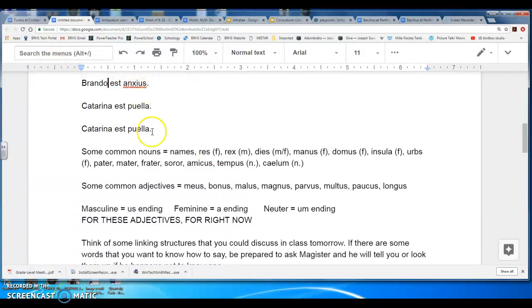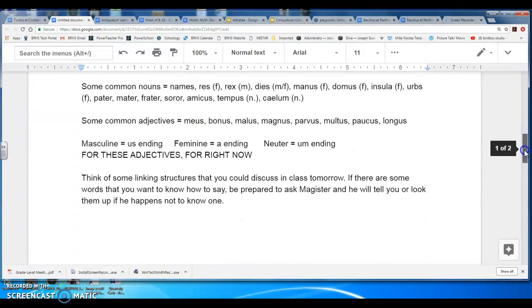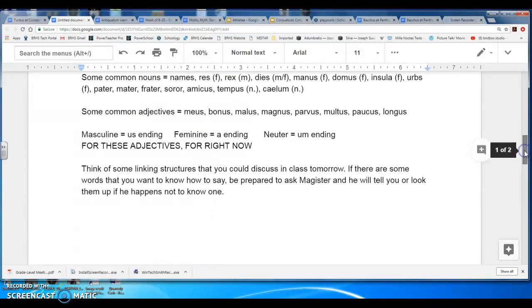Okay, and anxius goes like all of these: meus, bonus, malus, and all that. So I know that this is a little bit confusing, or maybe it is a little bit confusing to you, but the more practice you get at it, the better it'll be. And this is on the National Latin Exam and that sort of thing, so we need to discuss it and get practice with it. So that's what we're going to be doing tomorrow in class. So thank you for your attention.